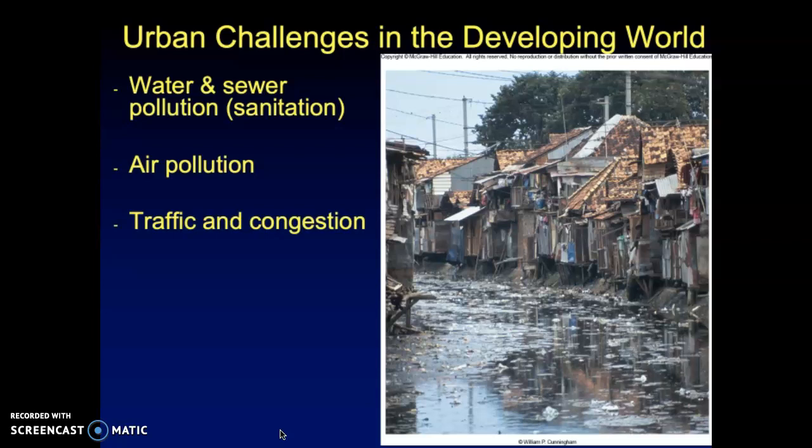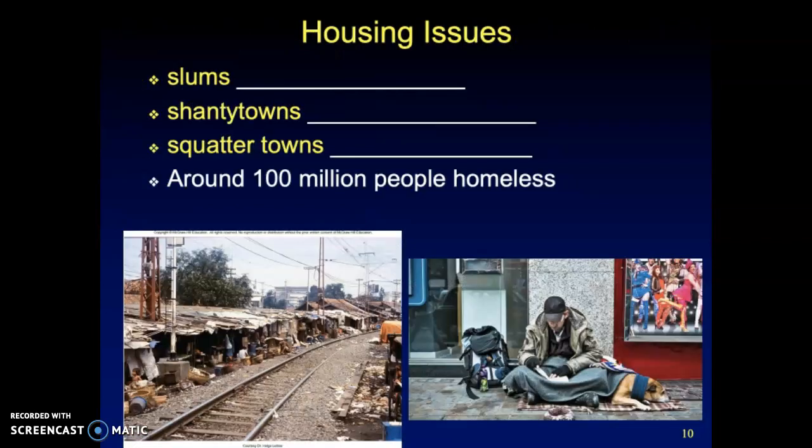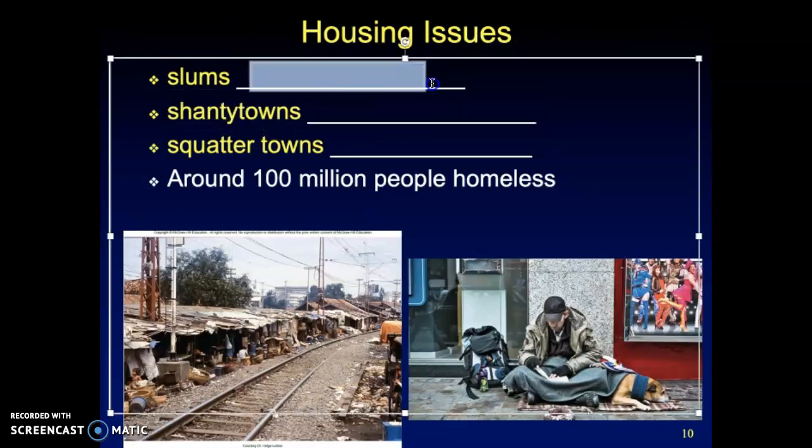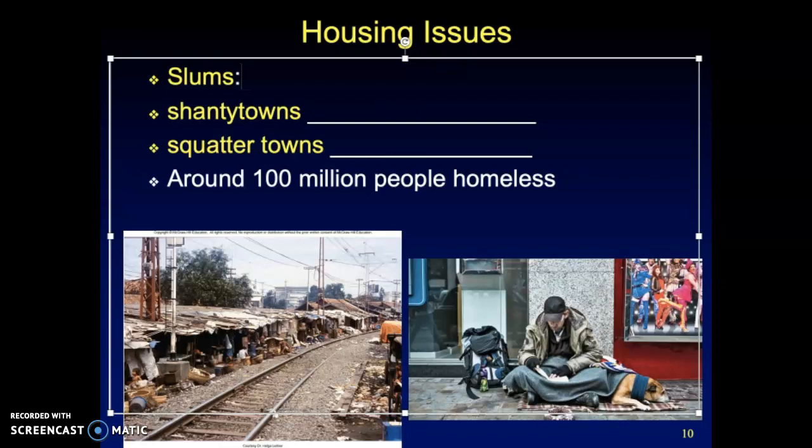So the developing world faces some significant challenges trying to do this properly so that their citizens can live a healthy, safe lifestyle. So when we look at large urban environments in developing countries, housing is a major problem. Sometimes we see slums forming.